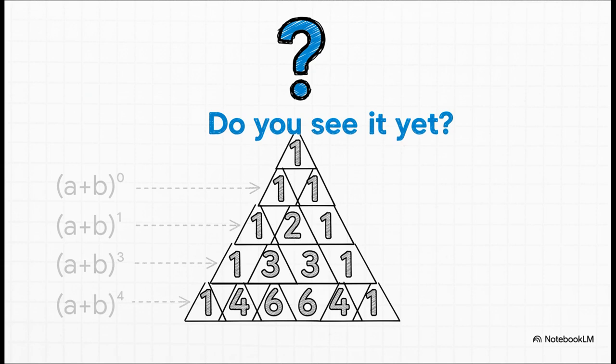Okay, let's strip away all the variables, the a's and b's, and just look at the numbers out in front, the coefficients. When we do that, something really cool happens. For the power of 0, you've got a 1. For 1, it's 1 and 1. For 2, it's 1, 2, 1. For 3, 1, 3, 3, 1. And for 4, 1, 4, 6, 4, 1. Are you seeing it yet?